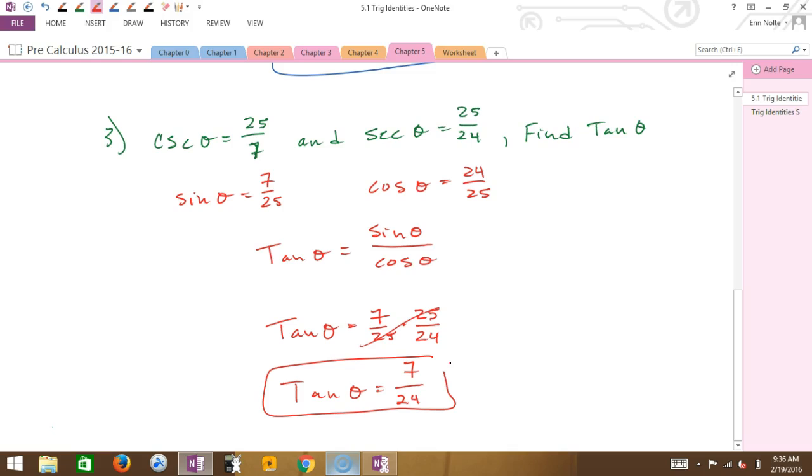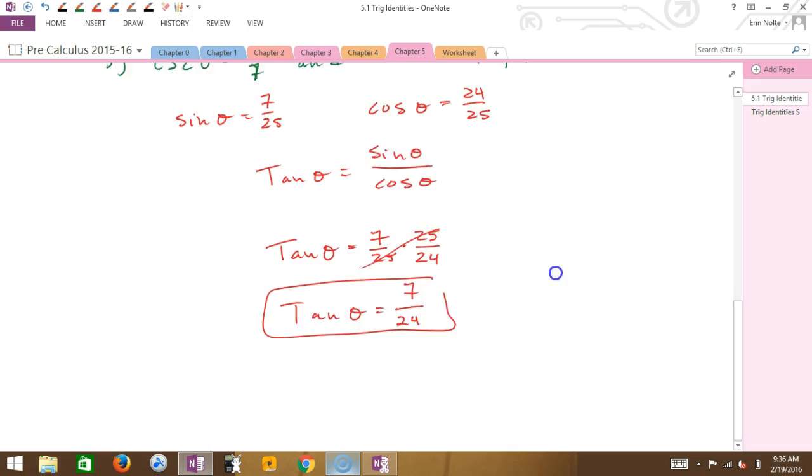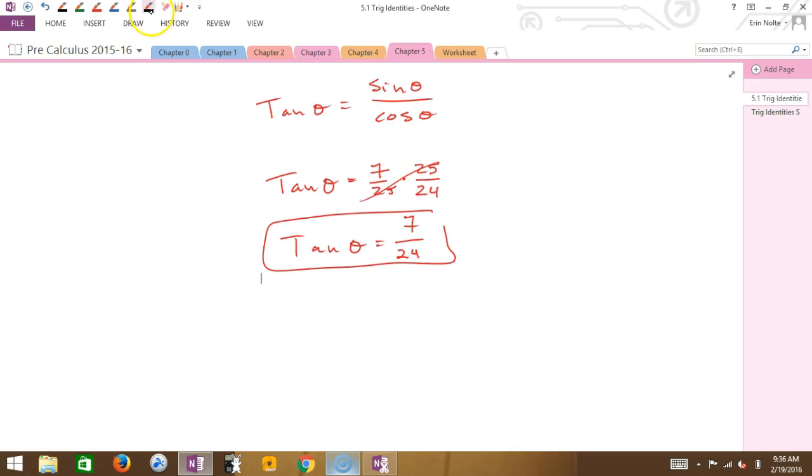What do you guys think? Pretty easy, right? That's kind of cool. It's kind of fun to play with these, at least I think so. That's all we're going to do for today. Really? Yeah, because I'm going to save the rest of it for Monday.